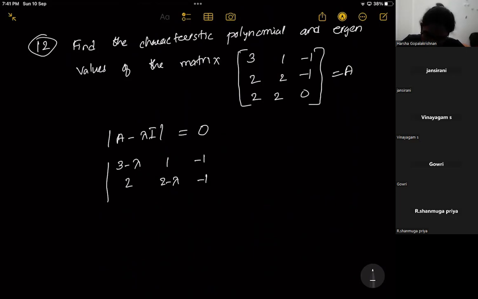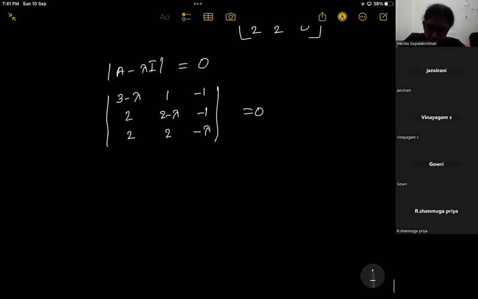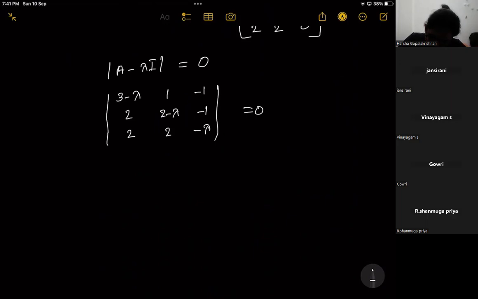2 minus lambda, minus 1, 2, 2, 0 minus lambda. So it should be equal to 0. Okay, so this is just calculation. We need to find the determinant. 3 minus lambda into minus lambda plus 2.